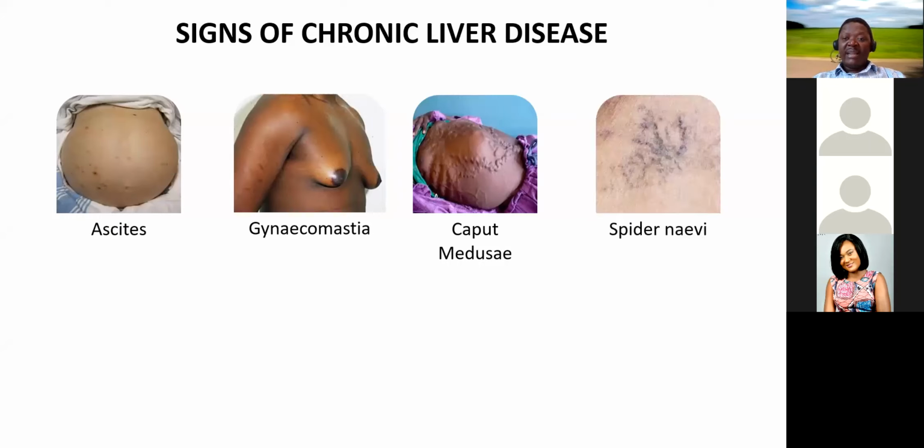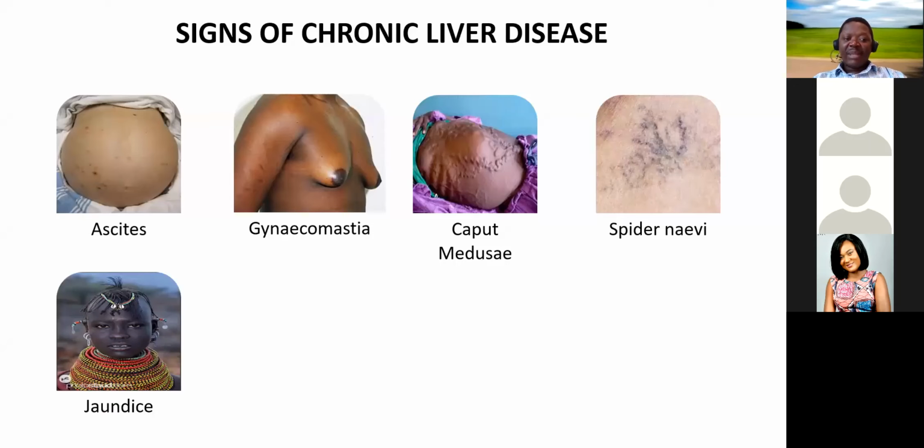There you see spider naevi, which is actually something that appears on the skin of pregnant women. It's much more pronounced even in men when they have chronic liver disease. You see jaundice here, that is the yellowish discoloration of the eyes.